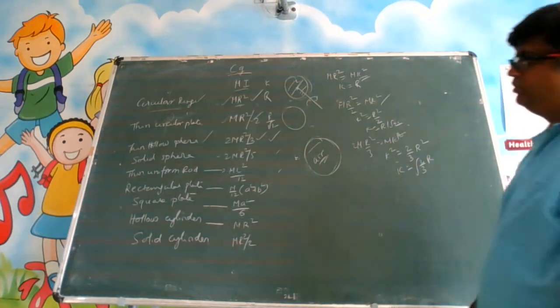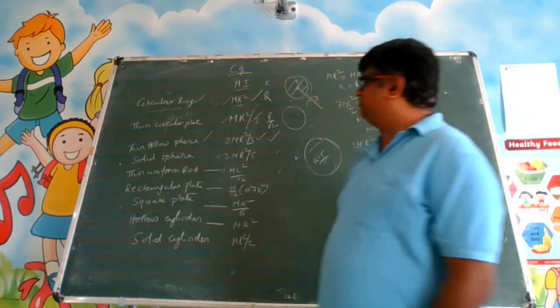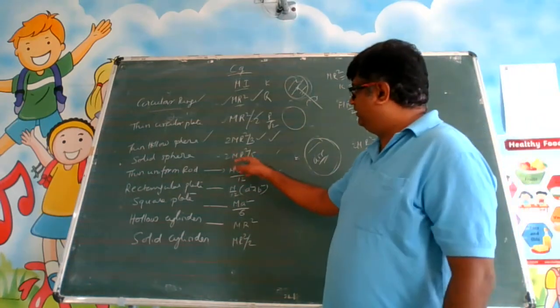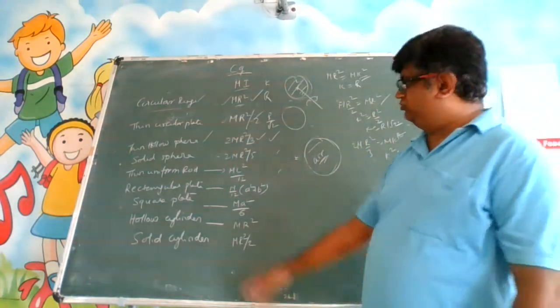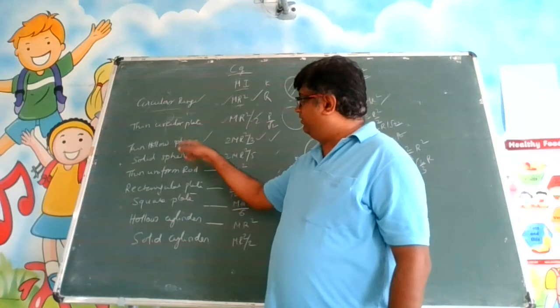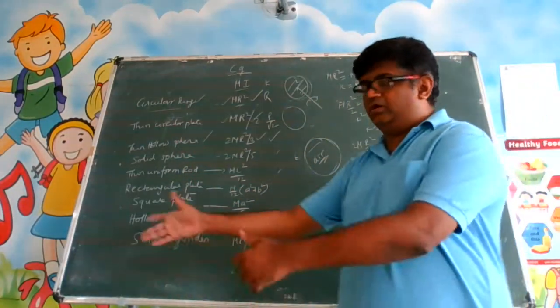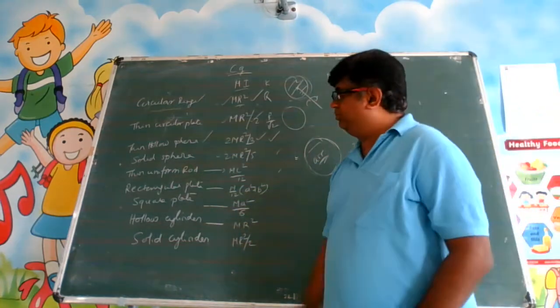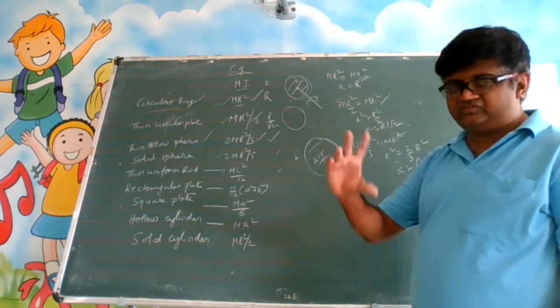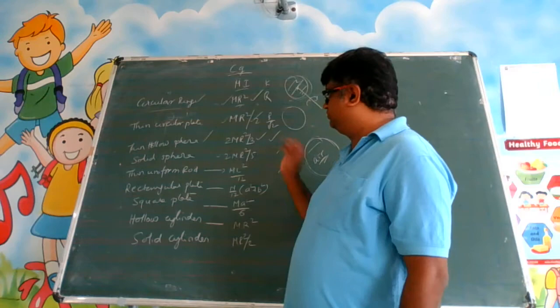But these formulas are important. Thin hollow sphere, it is 2 mr square by 3. For solid sphere, it is divided by 5. So solid sphere, you can see the moment of inertia is less than the hollow sphere. It is easy to roll a hollow sphere, but it is more difficult to roll a solid sphere of same radius. Okay, 2 mr square by 5.